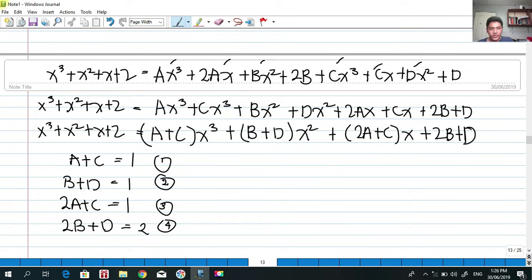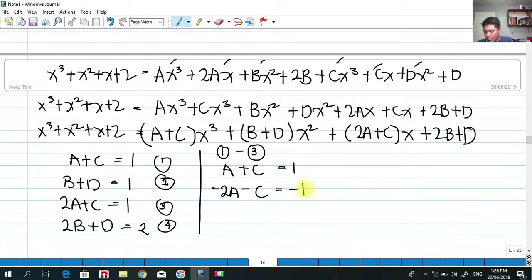Okay. So as you can see here, to find a, b, c, and d, we can perform elimination. If we choose equation 1, we subtract equation 3 from it. We have a plus c is equal to 1, subtracted by equation 3. Our equation 3 is 2a plus c. So what will happen? The negative sign will be distributed: negative 2a minus c is equal to negative 1.